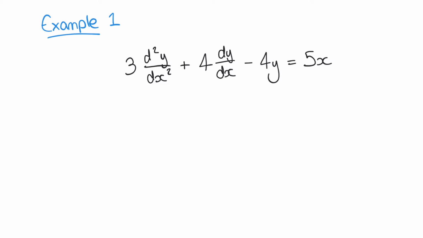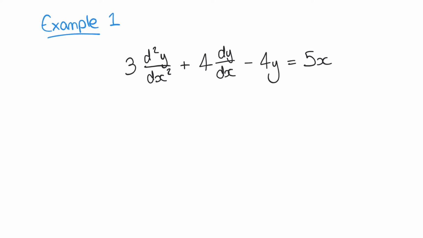So we've mentioned 3 steps before, and I appreciate they probably don't make very much sense, but hopefully when we put them into practice with an example, it'll start to become a little bit clearer. Let's suppose that we are asked to find the solution for this non-homogeneous equation here: 3 d squared y by dx squared plus 4 dy by dx minus 4y equals 5x.